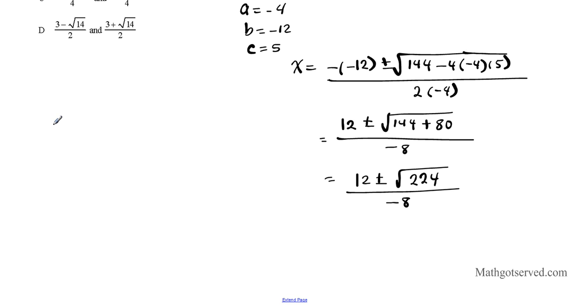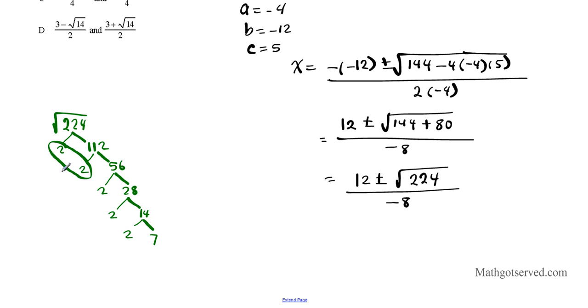Let's do that on the side here. So we'll have a square root of 224. This is even. You take out a 2, you're left with 112. Take out another 2, you're left with 56. Take out a 2, you're left with 28. Take out a 2, you're left with 14. Okay? So these two 2's break out as a 2. These two 2's break out as a 2. And you're left with 14.